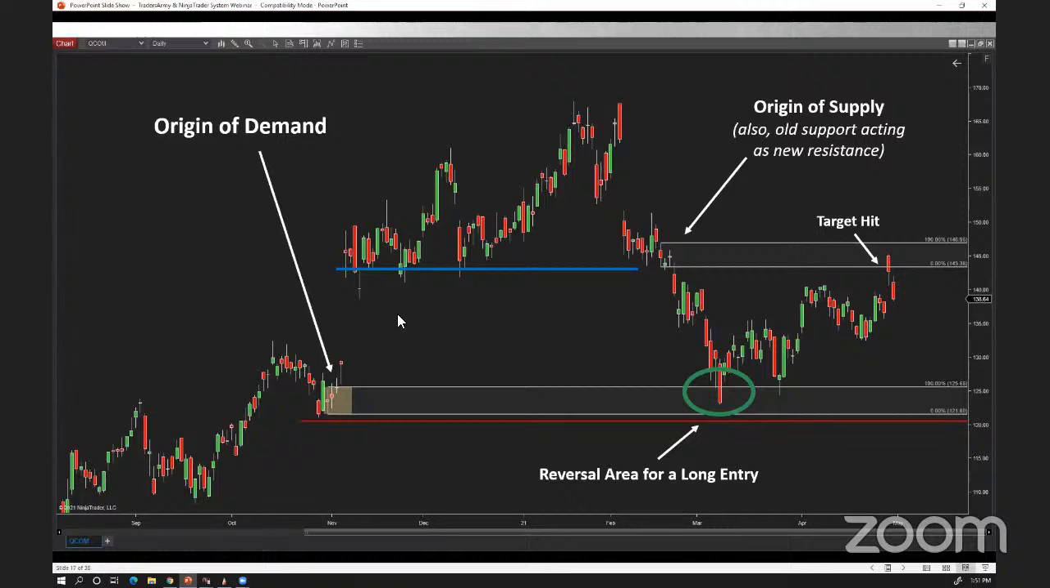And so here's an example of Qualcomm. If you trade within the Traders Army community, this is one of the trades that we picked in one of our trading rooms. We were looking for price to drop. It broke down below all of this support. And by the way, there are several great examples of everything we just talked about in this one chart.